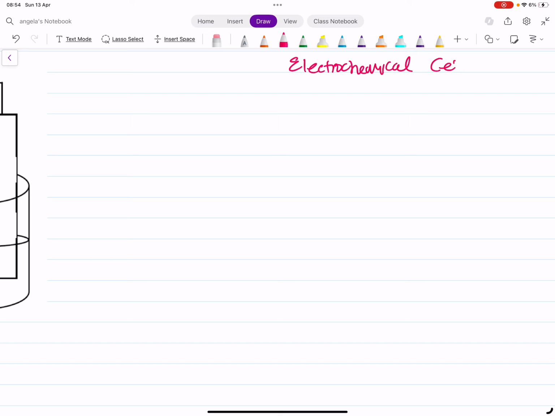Electrochemical cells, there we go. One of them is galvanic. It's also known as voltaic. So this is one type, and then the other type is one called electrolytic.